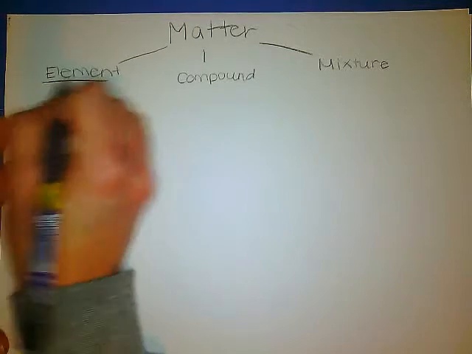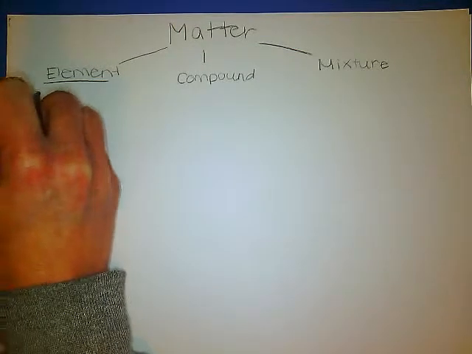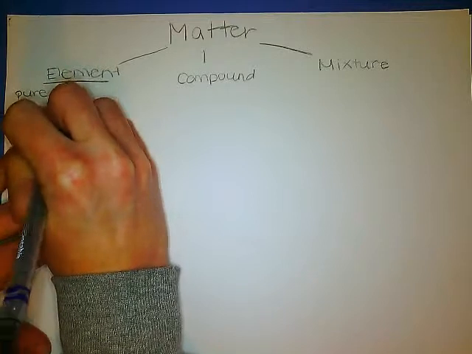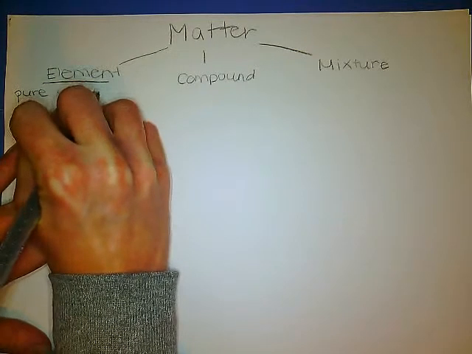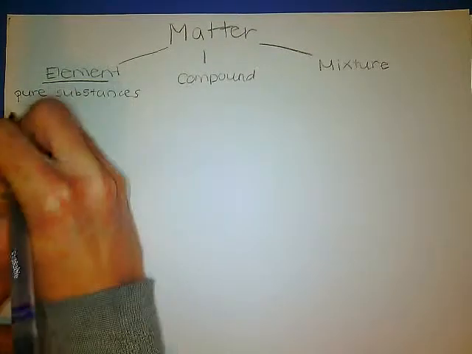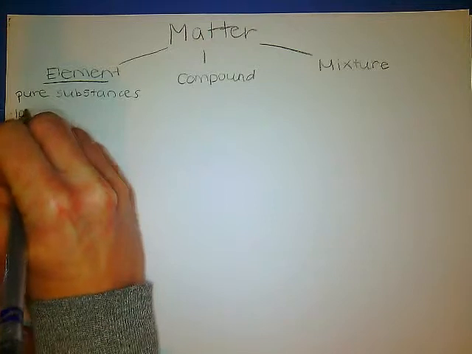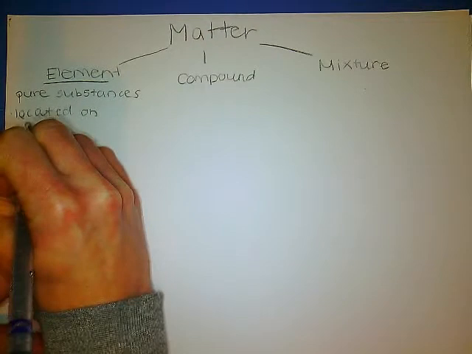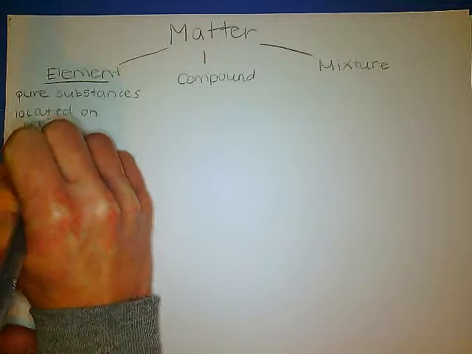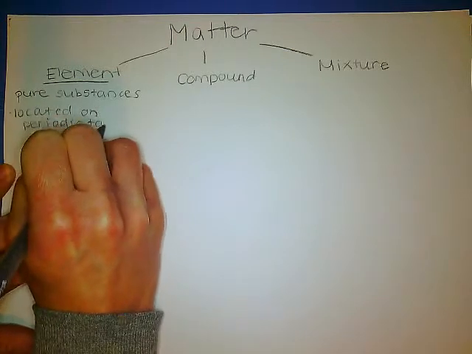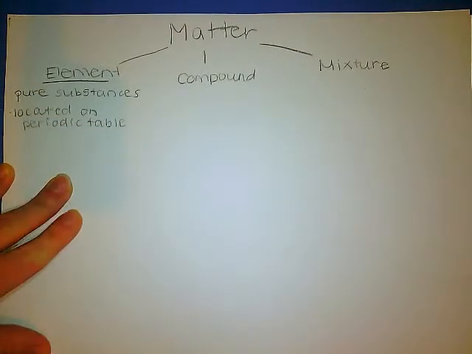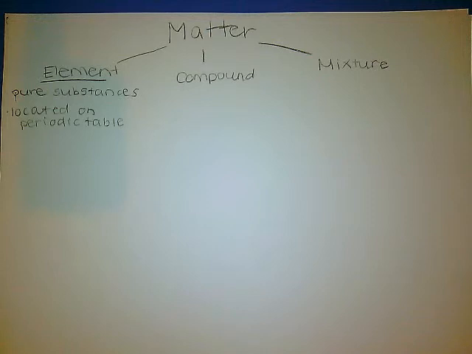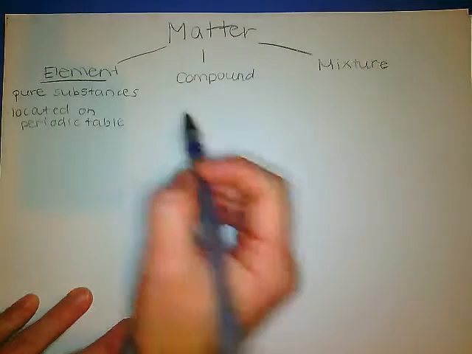Well, we said earlier that elements are pure substances, which means that they are the same throughout. And the easiest thing for elements is that they are located on the periodic table. And you will have a periodic table for the rest of the semester. Here in about 2 weeks, I'm going to give you one that you'll use for the rest of the semester. So pretty much just look at it, and if it's located on the periodic table, then it's an element.